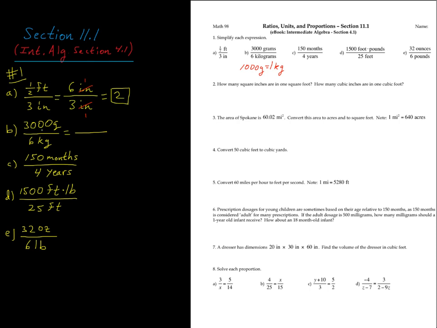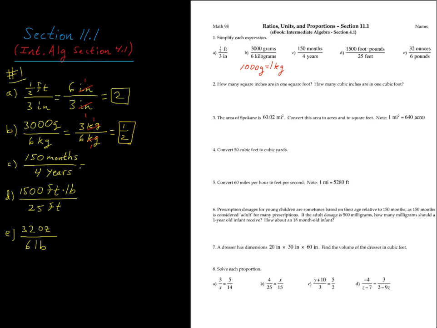Coming back here now, 3,000 grams would be 3 kilograms, and then we're dividing that by 6 kilograms. When we do this division, like part A, the units of the numerator and denominator are the same, so those are going to cancel out to just give us a 1. Then 3 divided by 6 simplifies to 1/2. Alright, great.